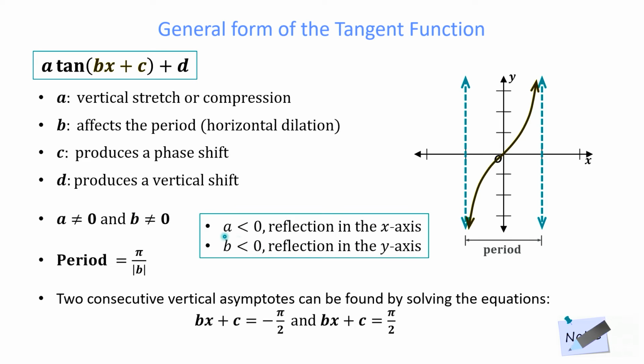Now, if a is strictly less than 0, that is, A is negative, then we'll have a reflection in the x-axis. And if B is strictly less than 0, so that is B is negative, then we'll have a reflection in the y-axis.